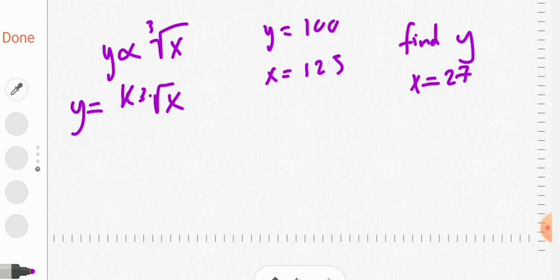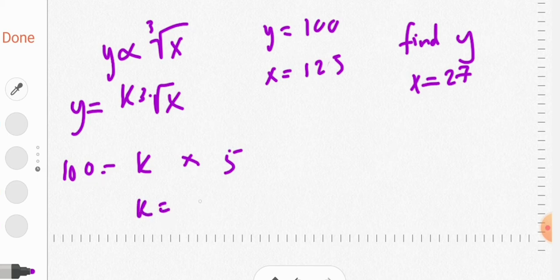Okay, so now we just sub in the values. So y is 100. So 100 equals k times... Now what is x? It's 125, right? What's the cube root of x? 5, because 5 times 5 times 5 is 125, right? So therefore, k times 5 equals 100. So what is k? 20. You see? So in this formula now, k has the value of 20.